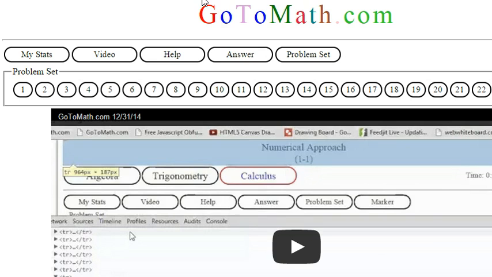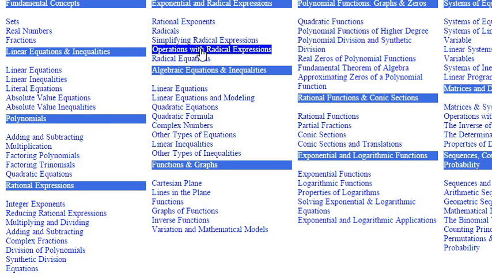Hey, we're at gotomath.com. Click on algebra. Let's go down to operations with radical expressions, and we're going to be looking at, looks like 4.2.